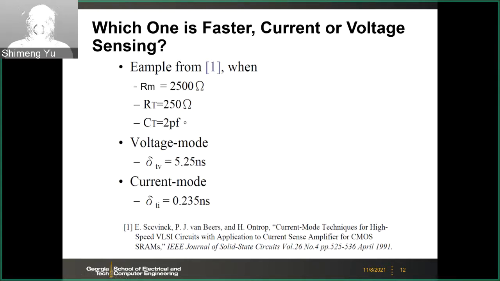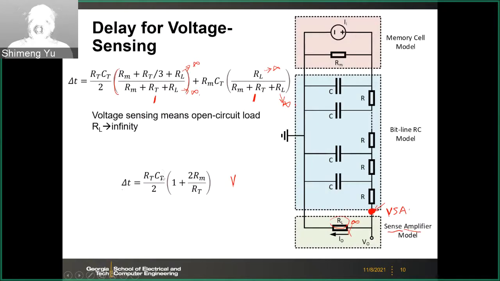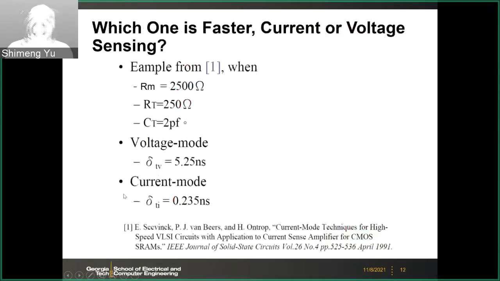But for today's design, typically the capacitance should be in the range of tens of femtofarad, because the technology scaled. But anyway, if you use those three parameters and the equations like this one, you can calculate the approximate delay for the voltage sensing and also the current sensing using the other equation. Here are the numbers. For the voltage sensing, it's slower, like 5 nanoseconds, and for the current sensing, it's like 0.2 nanoseconds. Again, this is an older technology node, like 30 years ago.